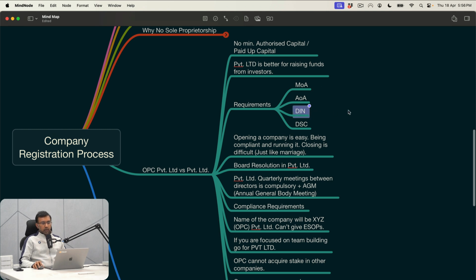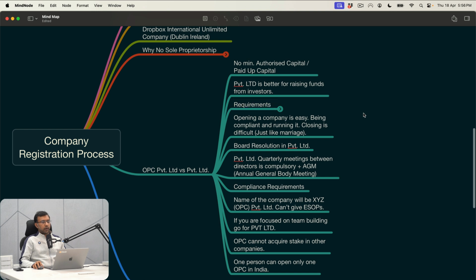You have something called DIN, which is a director identification number. A single director identification number can be used for multiple companies that you start. And you have something called DSC, which is digital signature certificate. It's like an electronic signature thing.